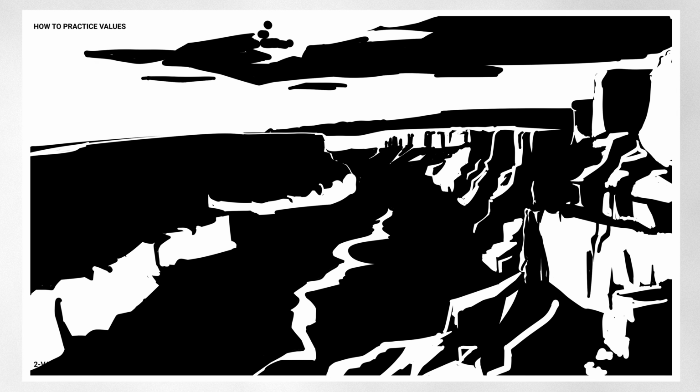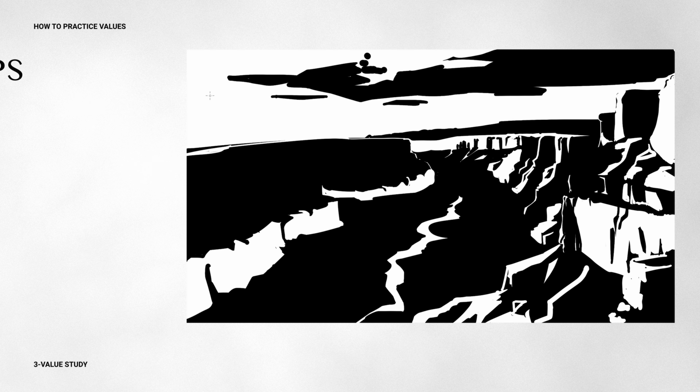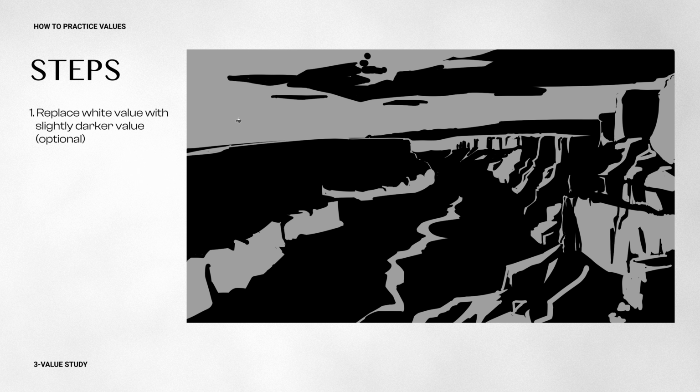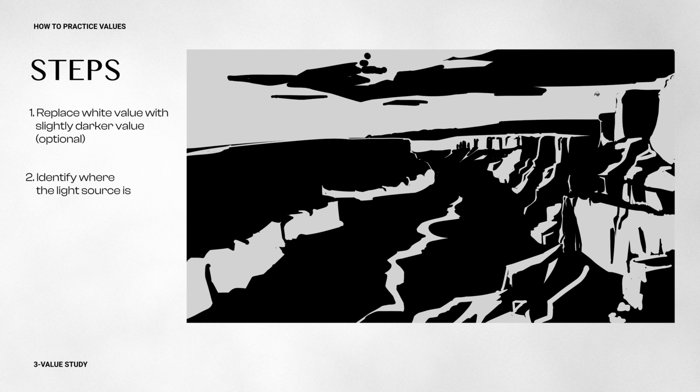Now let's move on to the 3-value study. As usual, the first thing I'm gonna do is remove the white value. After that, let's identify where the light source is. However, we can skip this step since we've already addressed it during the 2-value study.